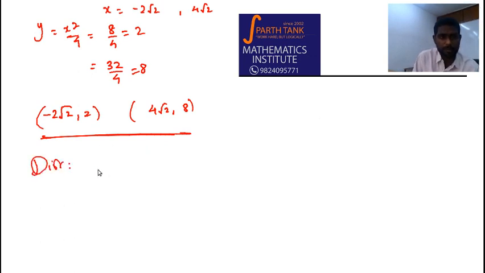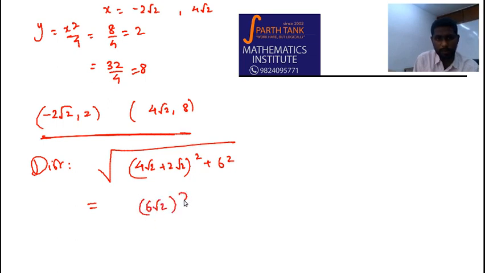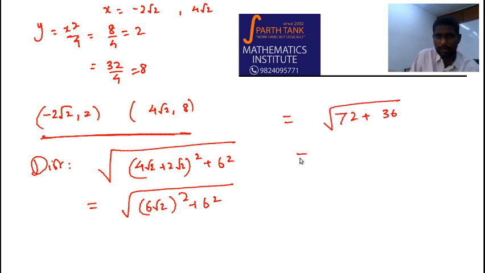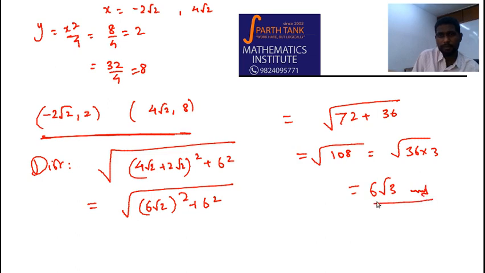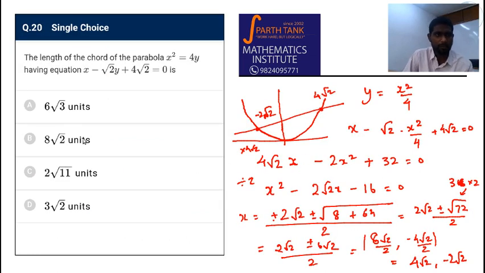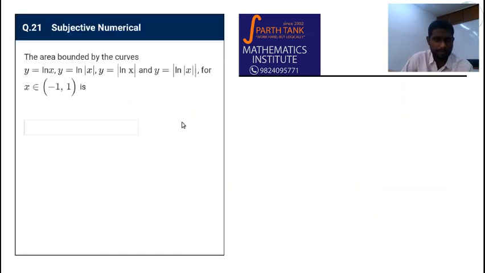So distance is square root of 4 root 2 minus of minus 2 root 2, so plus 2 root 2, squared, plus 6 squared. So this becomes 6 root 2 squared plus 6 squared, which is 72 plus 36, 108, which is 36 into 3, or 6 root 3 units. So the answer is 6 root 3, option A. Okay, simple problem. Just solve for the points of intersection and find the distance.